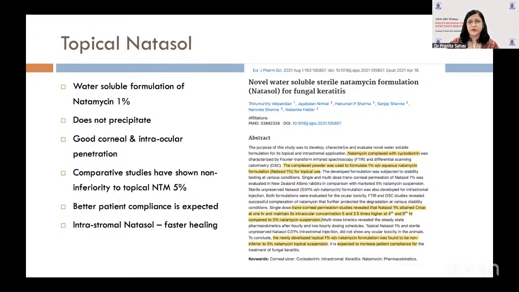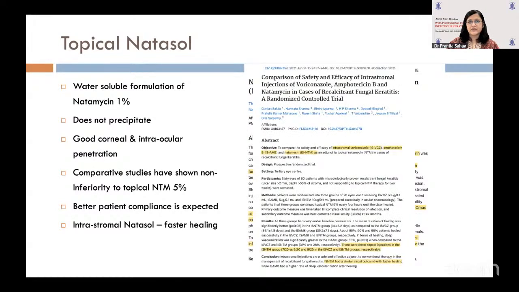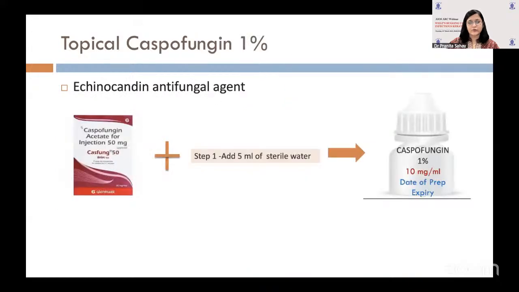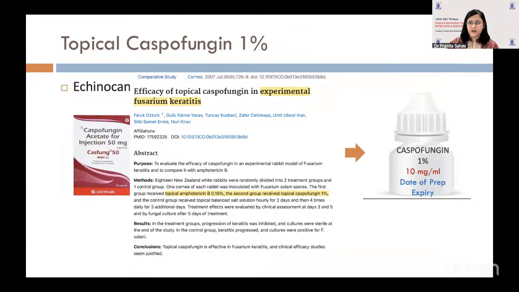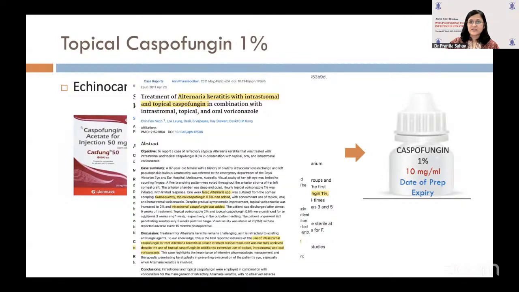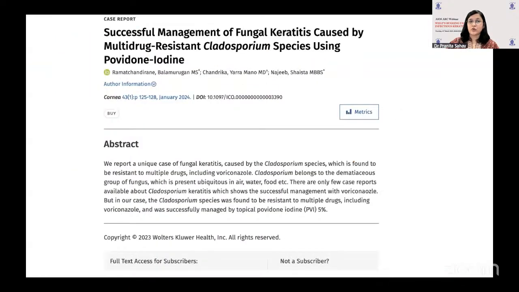It's a water-soluble formulation of natamycin 1%, which does not precipitate and is supposed to have good intraocular penetration and better patient compliance. However, there is only a single study published on this, and more studies are needed before we can validate it. Topical caspofungin has been tried in cases with recalcitrant infection. Isolated case reports show good results.